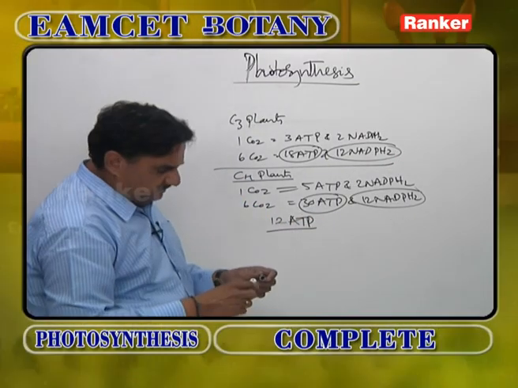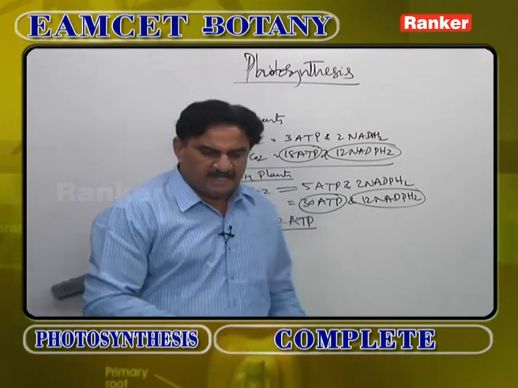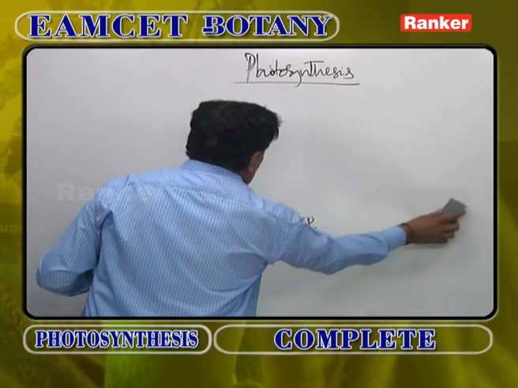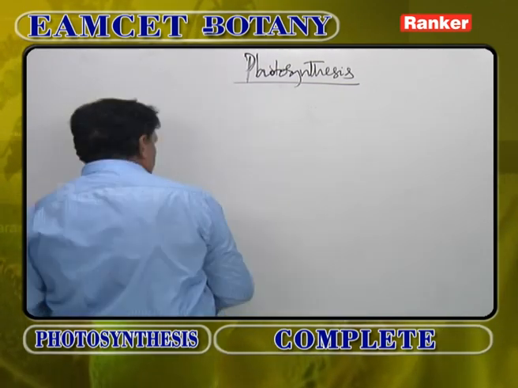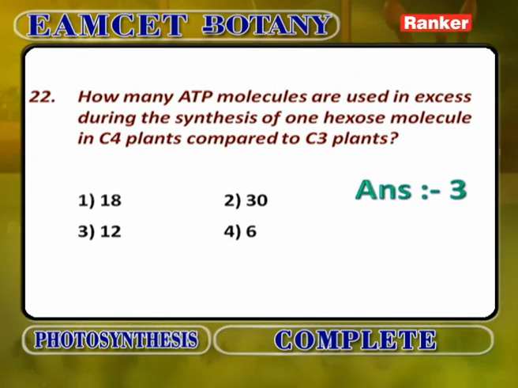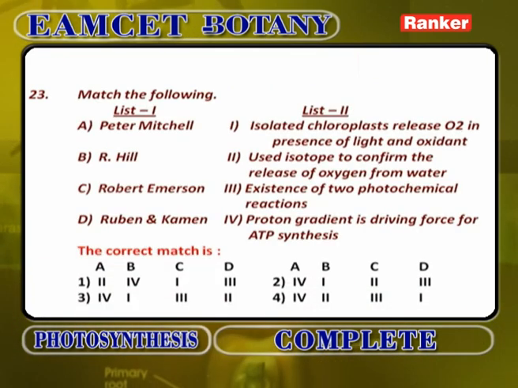So 12 ATP molecules are used in excess in C4 plants when compared with C3 plants. How many ATP molecules are used in excess during the synthesis of one hexose molecule in C4 plants compared to C3 plants is 12 ATP molecules.